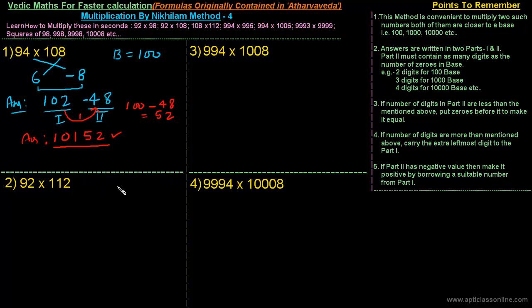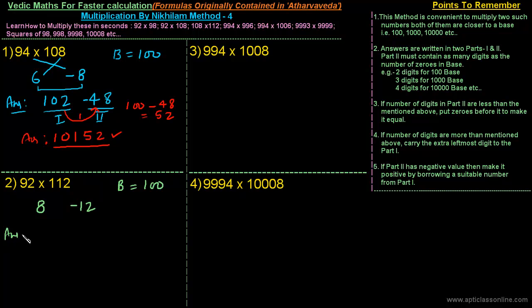Okay, let's take question number 2. For this calculation also, the base is 100. Now 92 is how much less than 100? It is 8 less than 100. 112 is how much less than 100? It is minus 12 less than 100.